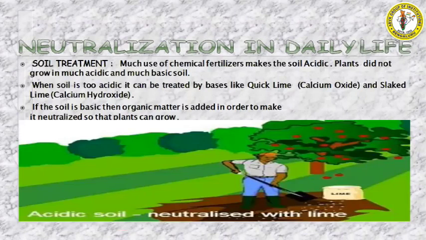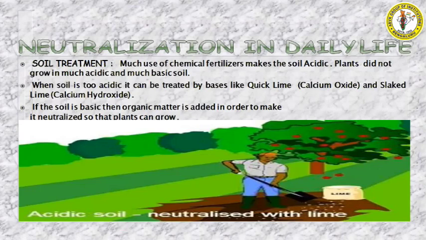Okay. The next concept is soil treatment. The farmers will know this concept very well. Nowadays there is more and more utilization of chemical fertilizers. By using chemical fertilizers, the soil also becomes too acidic. Plants do not grow in soil that is too acidic or too basic. The crops we grow will not grow if the soil is too acidic or too basic. It should be neutralized.